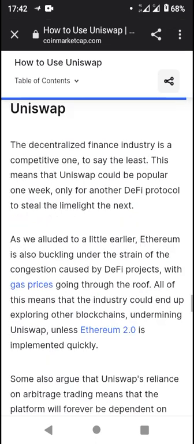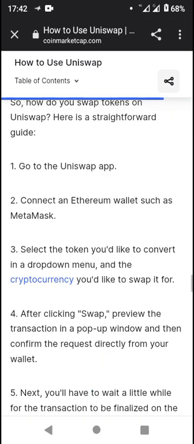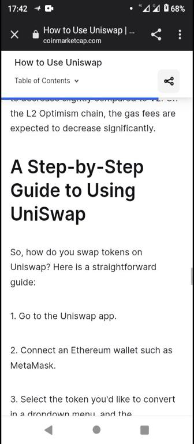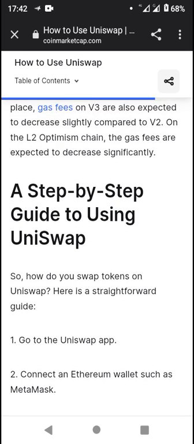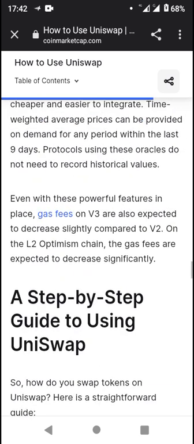So, guys, I hope you find this beneficial. I hope you understand these whole concepts of utilizing Uniswap in general, and also the origination and overview of what Uniswap entails.